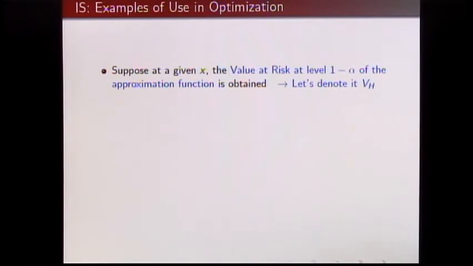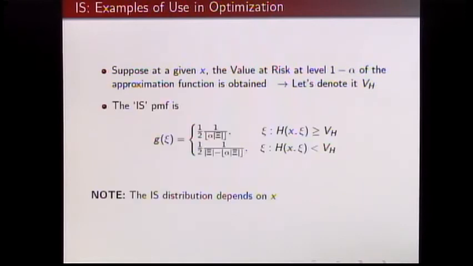We all know what this is, right? I've just shown you the picture. It's the 95% left quantile, and you're looking at values above. So let's call this V of H, the approximation. You can do that cheaply. If you can do that cheaply, then here's what your importance sampling probability mass function is.